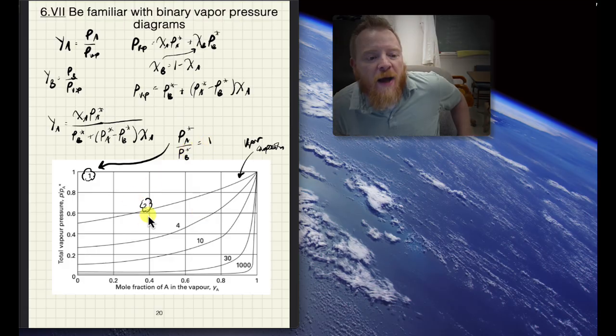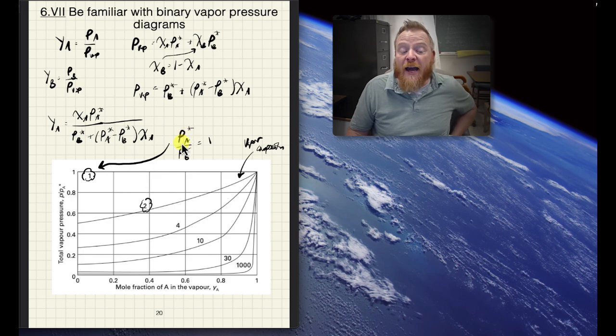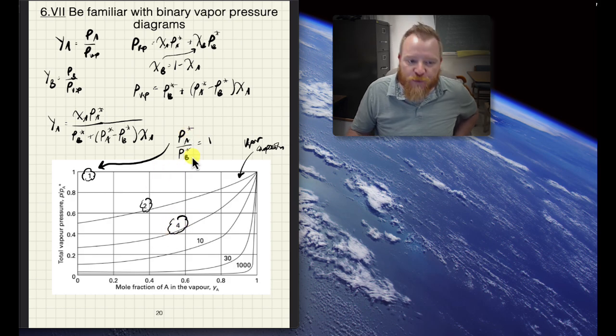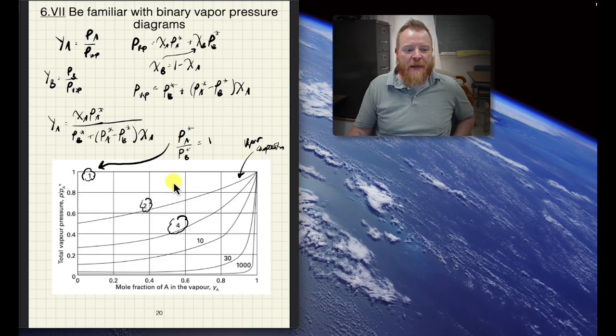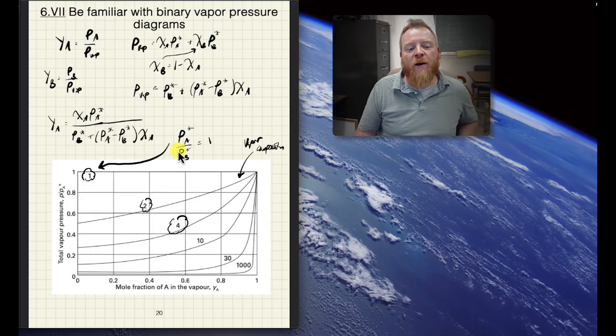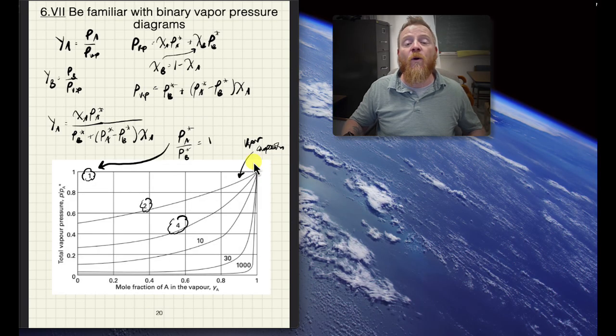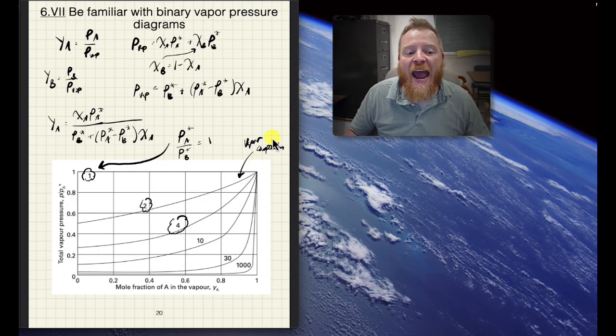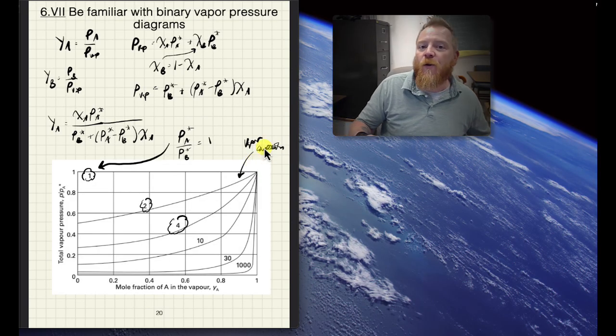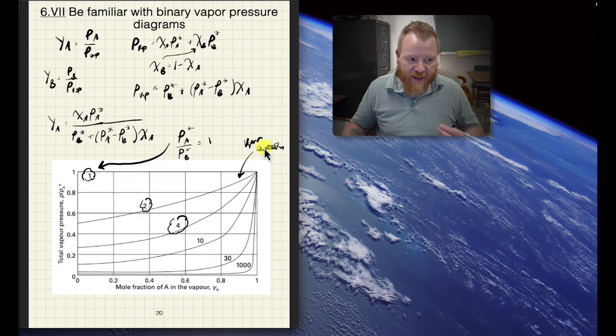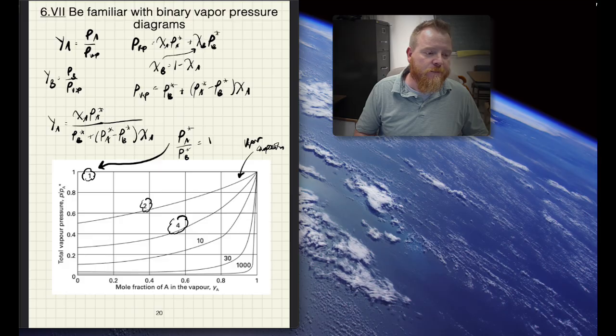That 2 corresponds to A being 2 times as volatile as B. The 4 is A being 4 times as volatile as B. And so you can see the more volatile A is relative to B, the more curvature there is in this, and thus the more enriched A will be in the vapor relative to B. And again, given that A was the most volatile component.